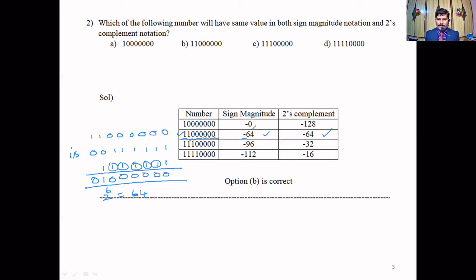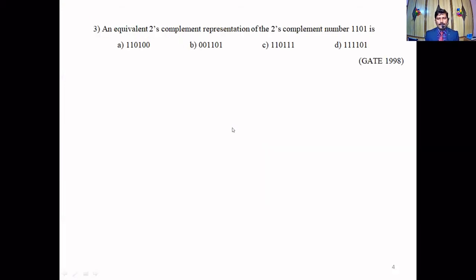So if you observe this, if this number is in sign magnitude, that is minus 64. If this number is in 2's complement, that is also minus 64. Both are the same. So that's why option B is correct. Observe this problem.